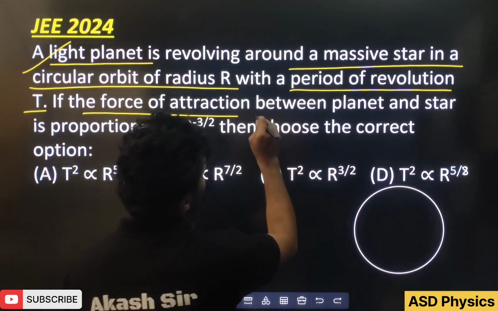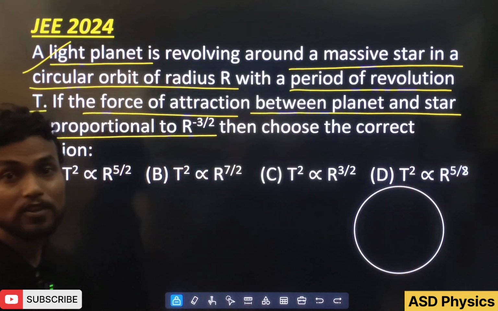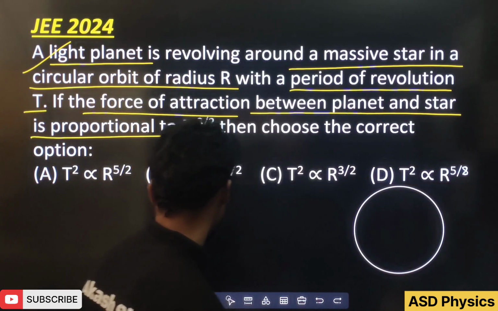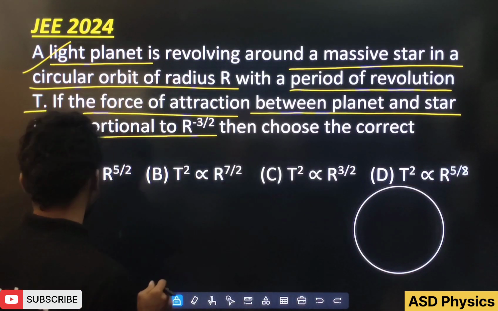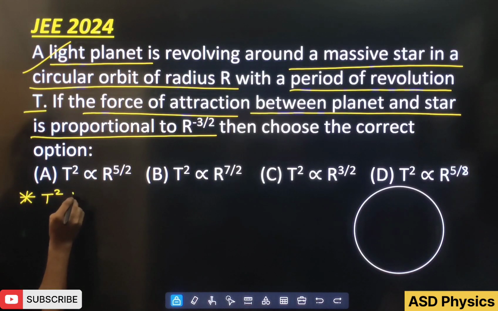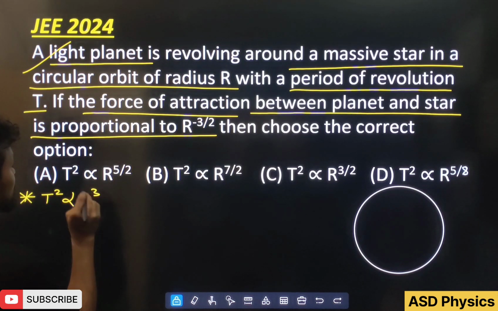If the force of attraction between planet and star is proportional to r to the power minus 3 by 2, then choose the correct option. Students, remember that previously we have learned, I have taught you this: T square is directly proportional to, okay, small r, orbital radius, or capital R orbital radius.